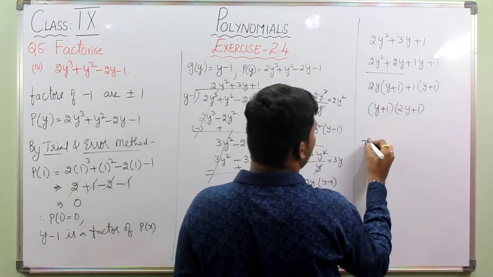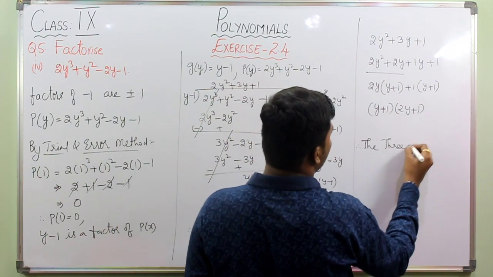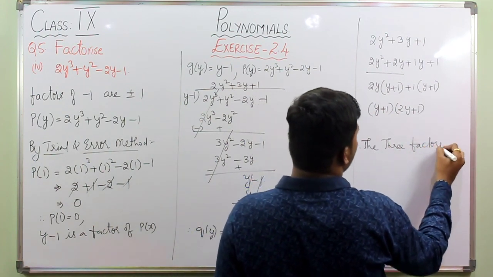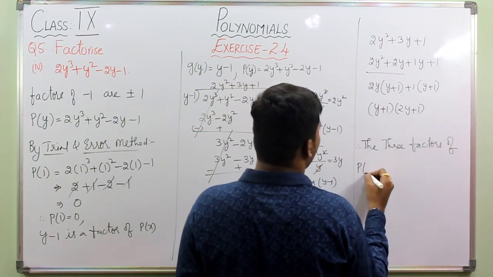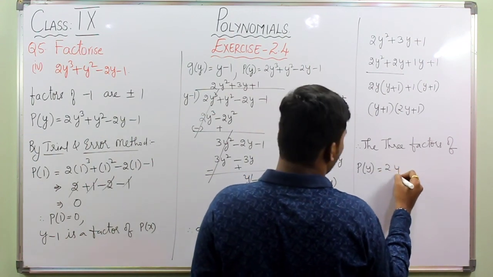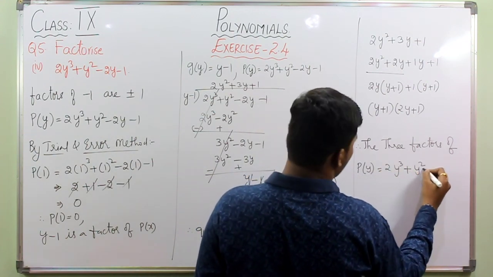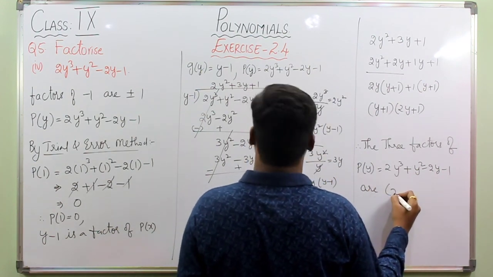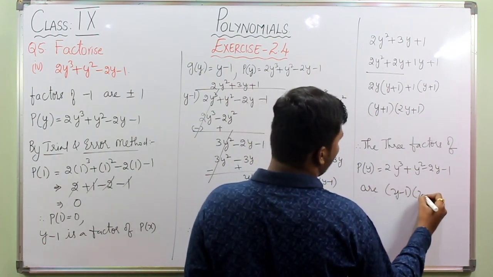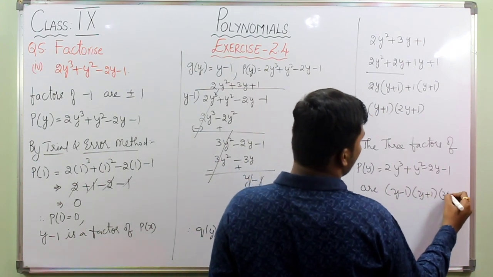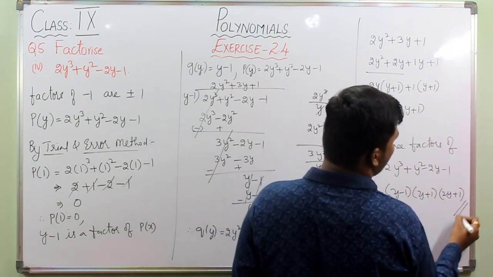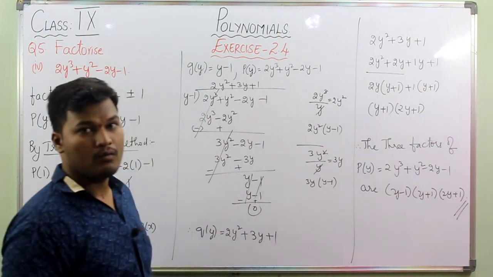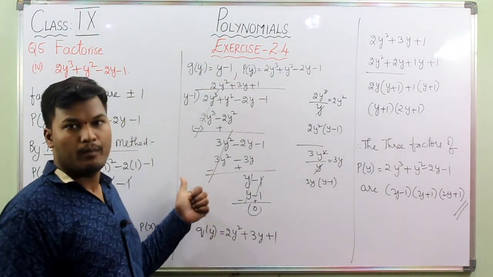So therefore the three factors of p of y equal to 2y cube plus y square minus 2y minus 1 are, first one is y minus 1, into y plus 1, into 2y plus 1. Okay, this is how we solve the cubic polynomial.